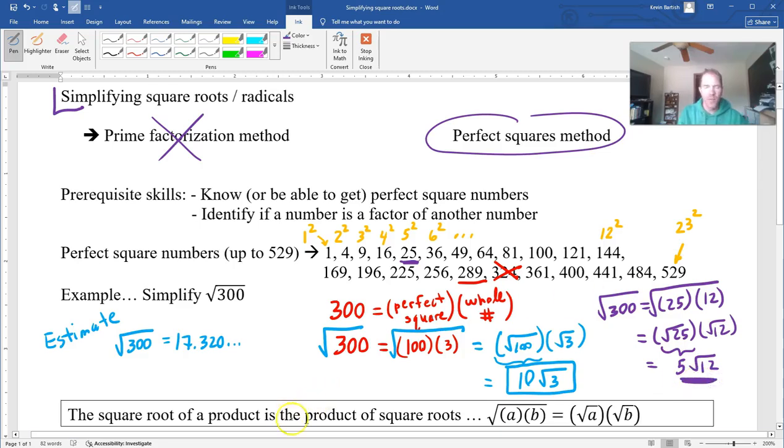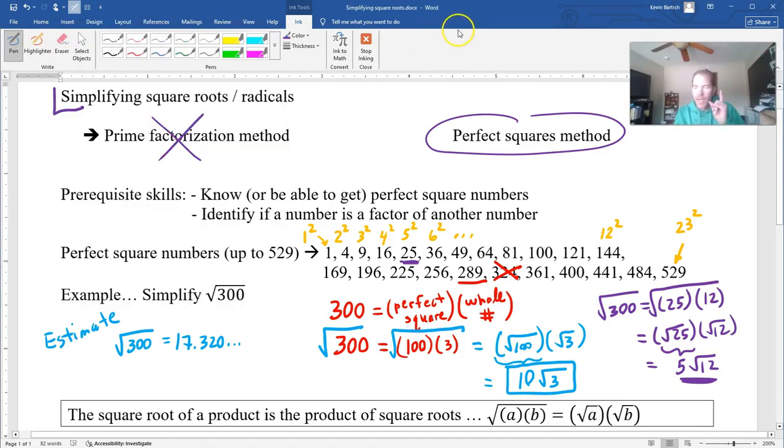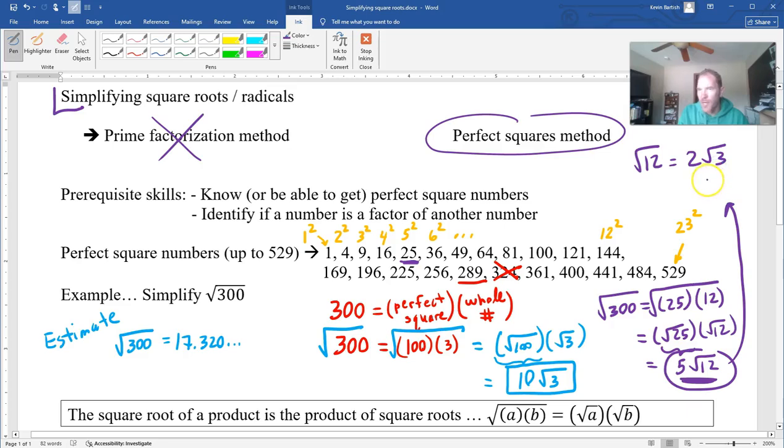So why isn't 5 square root of 12 our answer? I can even try it out. 5 times 12 square root gives me 17.320. See, it's the same thing. And it's not that we're wrong, but it's just that we haven't simplified completely, because the square root of 12 could simplify. It turns out that that's 2 times the square root of 3. So you could simplify it more. This is why you want to find the biggest perfect square numbers so that you simplify it completely.